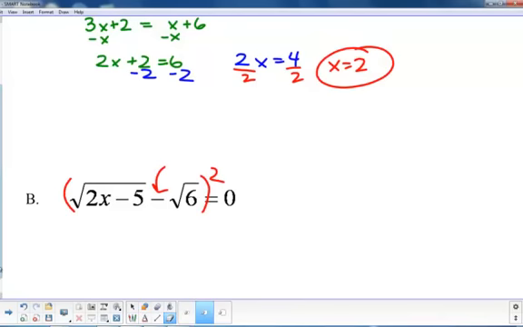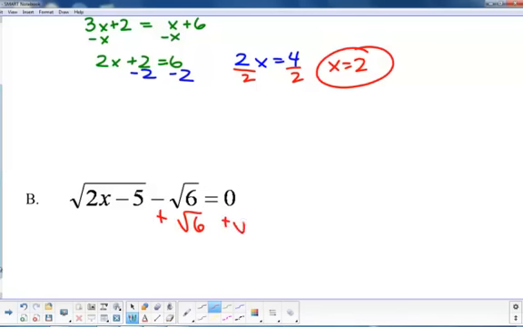In this one, you can't square this like that because of that. Because when you square something, you actually have to FOIL it out. And so we would just be making a bigger mess. But since it's equal to 0, you could just add the square root of x to both sides.